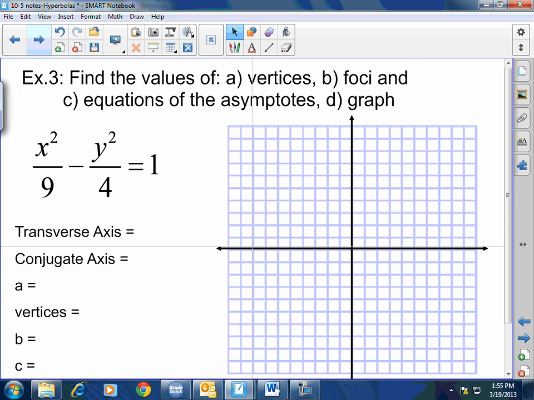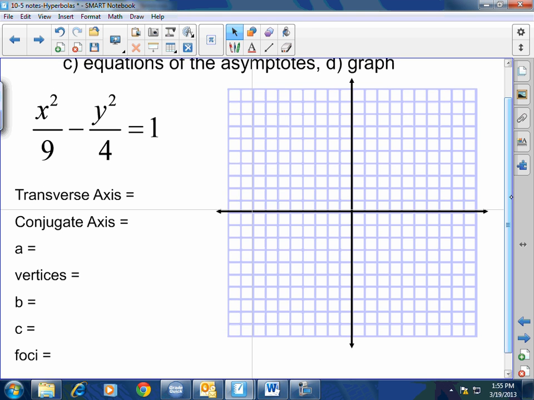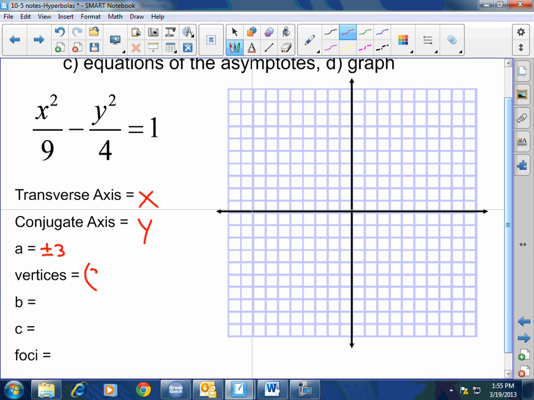Next, find the values of the vertices, the foci, the equations of the asymptotes, and then graph this. All right, let me show you how easy this is when they give it to you like this, guys. First of all, who's the positive one, the x squared or the y squared? So you know it's an x-axis transverse. It's a y-axis conjugate. What's my a, guys? Plus or minus 3. So my vertices? 3, 0, because it's an x-axis transverse, and negative 3.